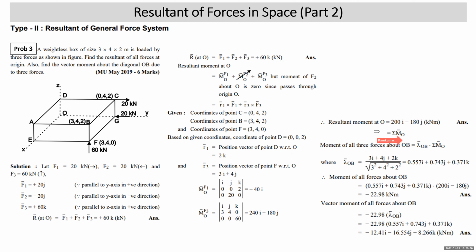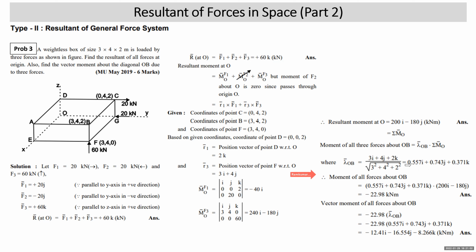Sigma MO bar is already ready with me. I have to only find lambda OB. Lambda OB means B minus O. O is 0, 0, 0, B is 3, 4, 2. So 3i plus 4j plus 2k divided by its modulus, you get lambda OB. So the moment of all forces about OB is lambda OB, you write this value 0.557i plus 0.743j plus 0.371k, dot sigma MO.